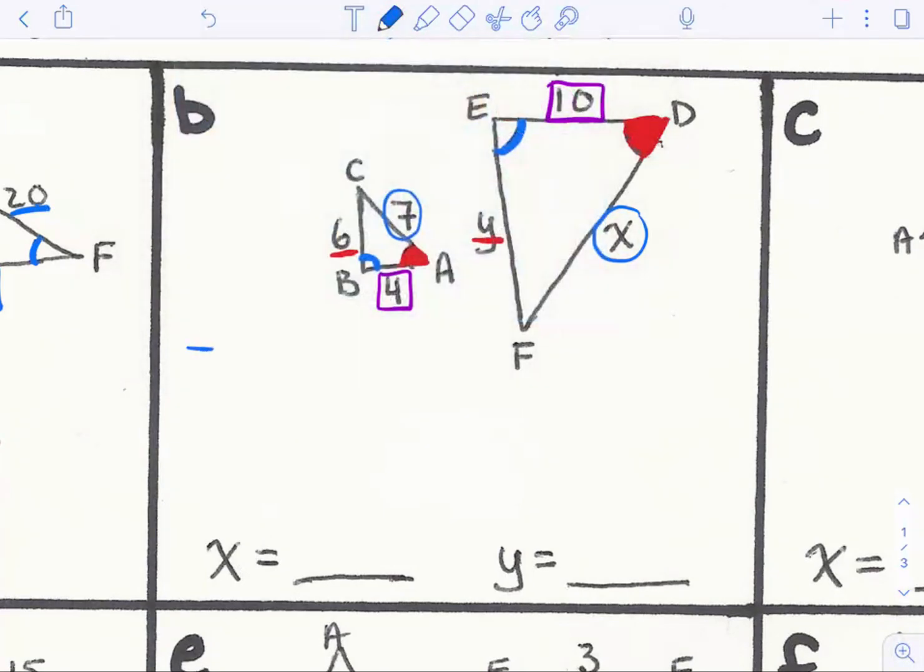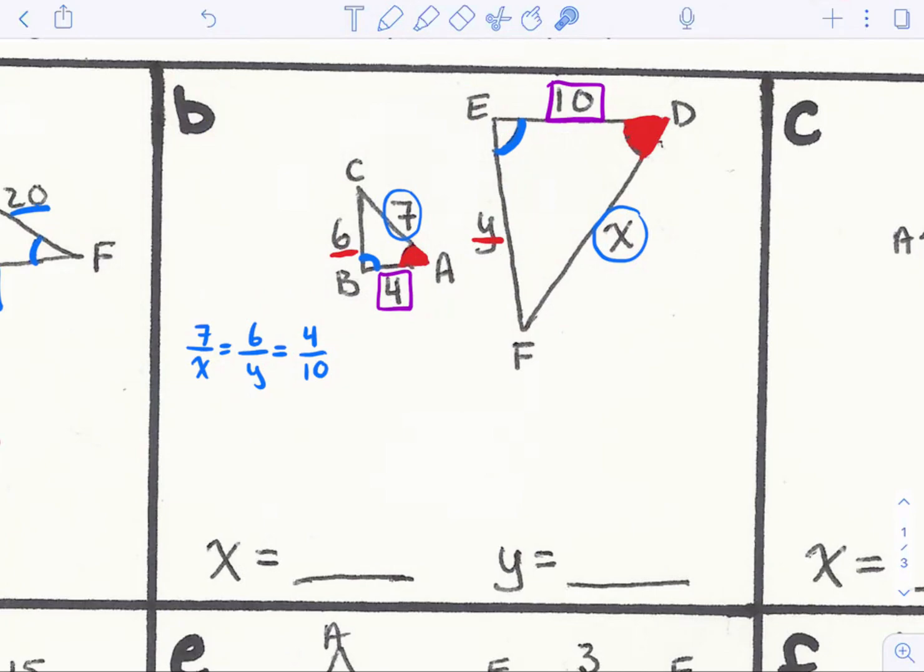So if I want to write my three ratios, 7 over x, 6 over y, and 4 over 10. Notice I'm continuously consistent with writing my proportions. 7, 6, and 4 are the three sides of one triangle, and x, y, and 10 are the three sides of the other triangle. This should not be mixed up.